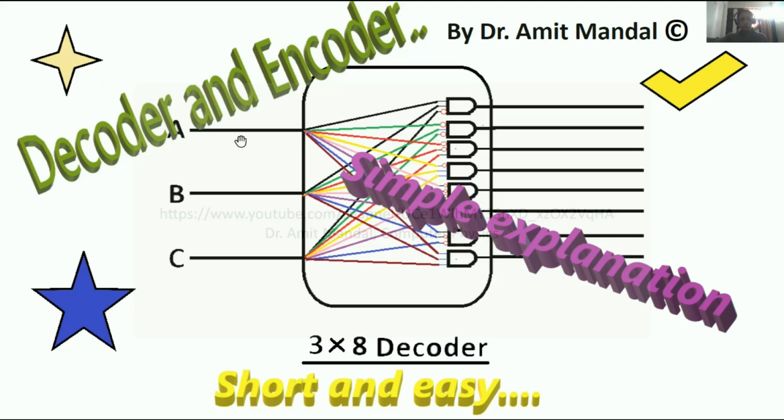Hello students, today we are going to learn about two electronic devices. Those are decoders and encoders. These are digital devices, and there will be a simple explanation, and with the help of simple diagrams you will easily learn what these devices are and how they work.